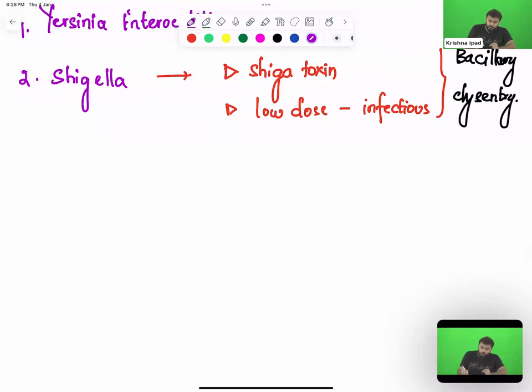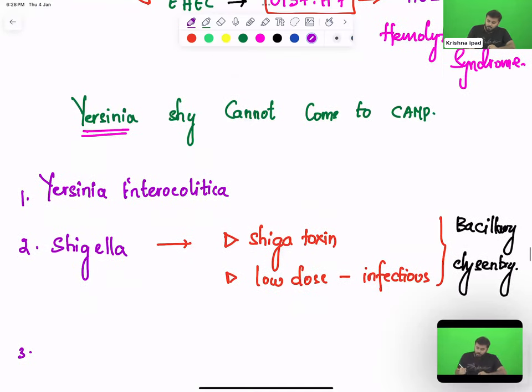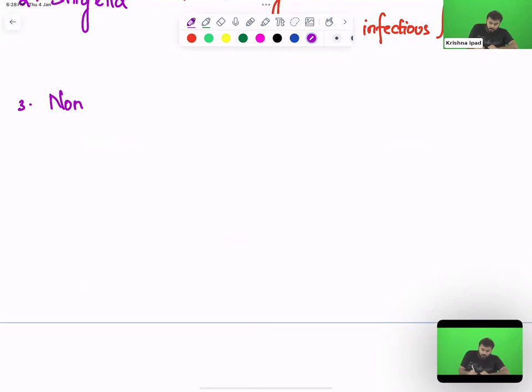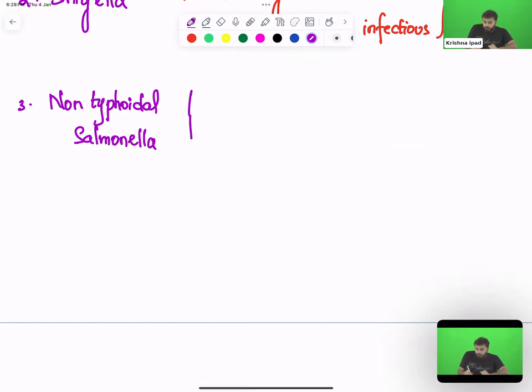So I hope till here all of you are clear. Next, third important thing. What is the third important thing you need to know? She cannot come to the camp. Not in the sense non-typhoidal Salmonella. There are two types of Salmonella. One is called typhoidal Salmonella. Another one is called non-typhoidal Salmonella. Non-typhoidal Salmonella will cause a disease called salmonellosis.